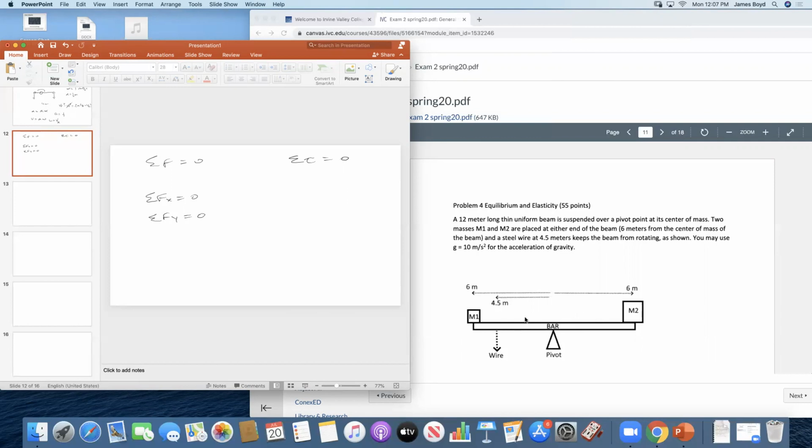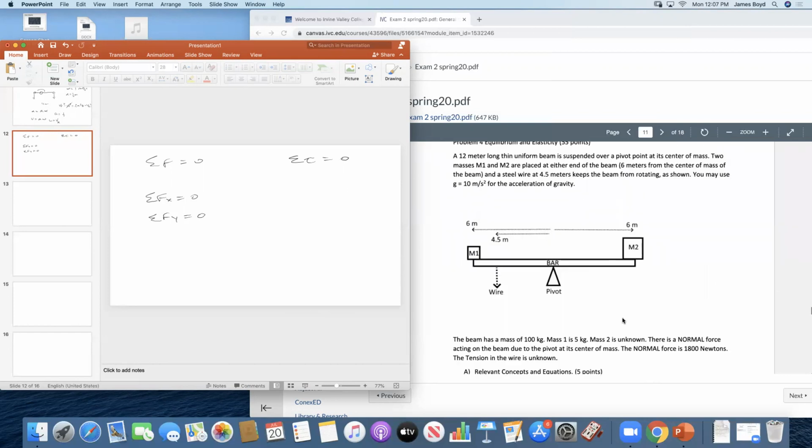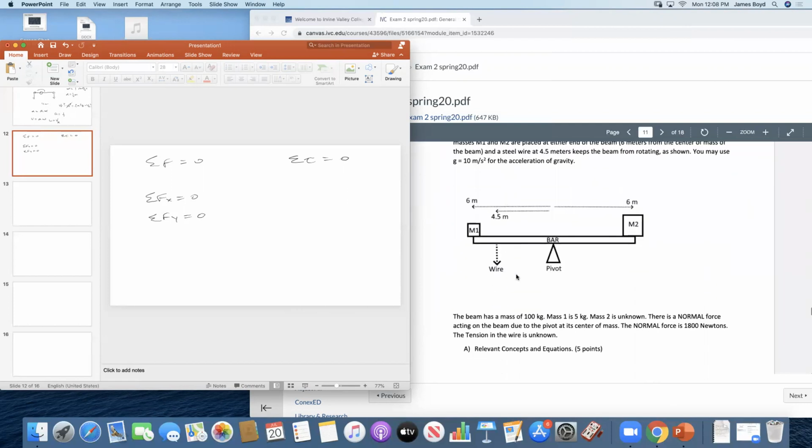So in this problem, the actual problem takes you through how to solve these. We know what M1 is. We know it's 5 kilograms. We know the bar mass. What we don't know is the tension in the wire that's holding on to keep it from rotating, and we don't know M2.